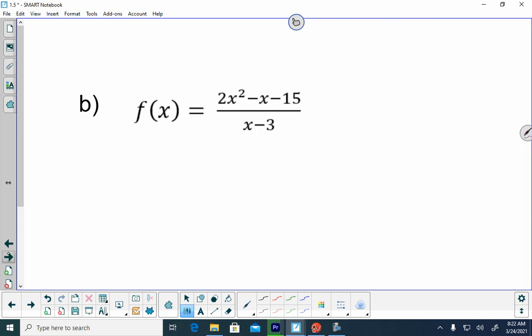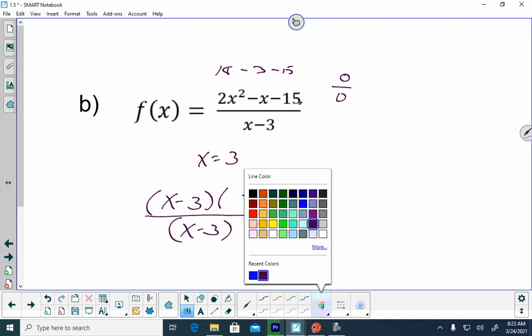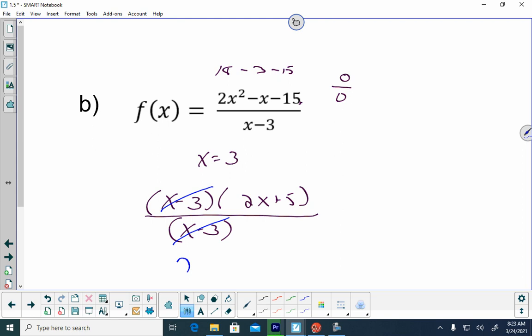For the next one, I have 2x squared minus x minus 15, and here I'm looking for when x is equal to 3 because that will make my denominator equal to 0. If I put in 3 in the numerator, that's 9, that's 18 minus 3 minus 15, so I'd get that 0 over 0 if I did put 3 in. That tells me that this can factor. It's basically telling me one of the factors is x minus 3. The other factor is going to be 2x plus 5 over x minus 3. Here the x minus 3's will simplify, I'm left with 2x plus 5, so I'll call this g of x.